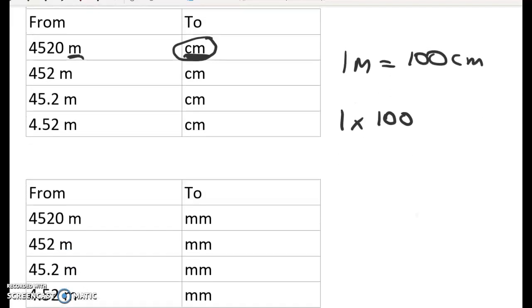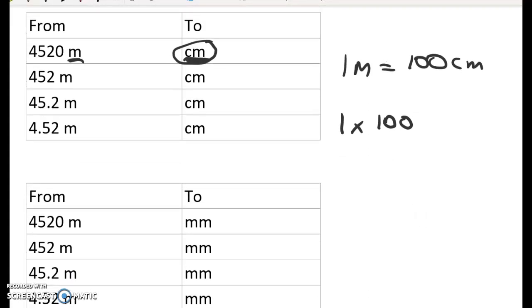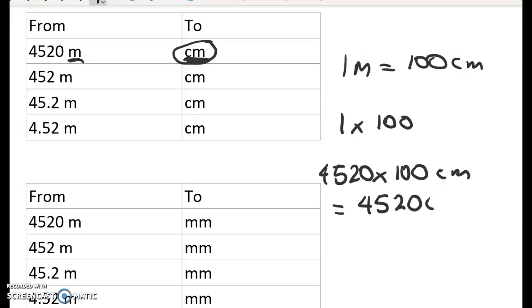So I'd like you to pause the video, watch me model the first one, and then there are a bunch for you to practice. So 4,520 meters is going to equal 4,520 times 100 centimeters, which is 452,000 centimeters. And it's the same pattern for all of these. To go from meters to centimeters, we're going to be multiplying by 100.